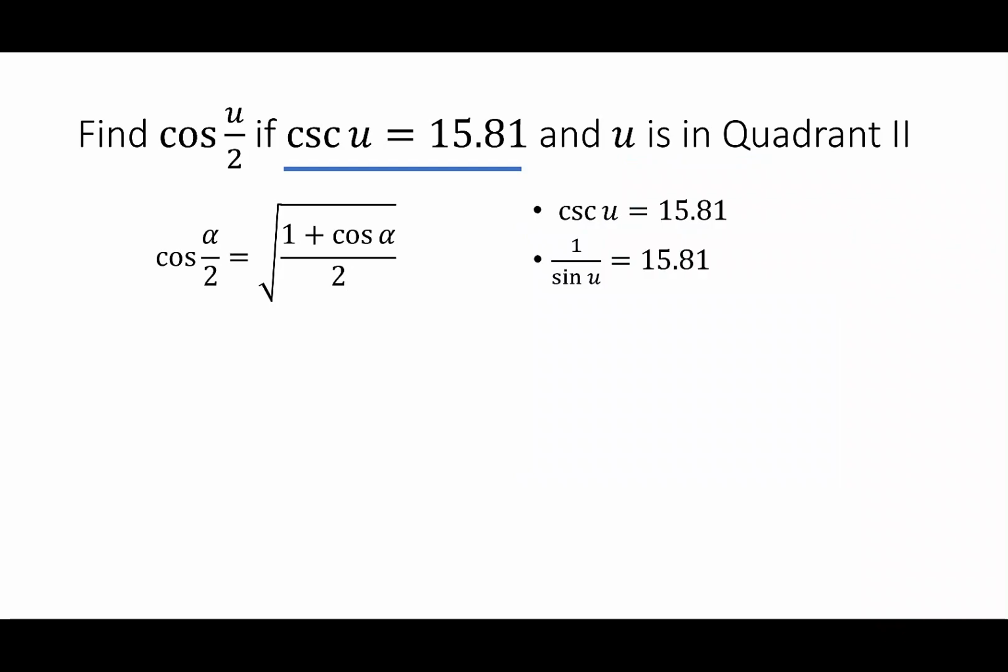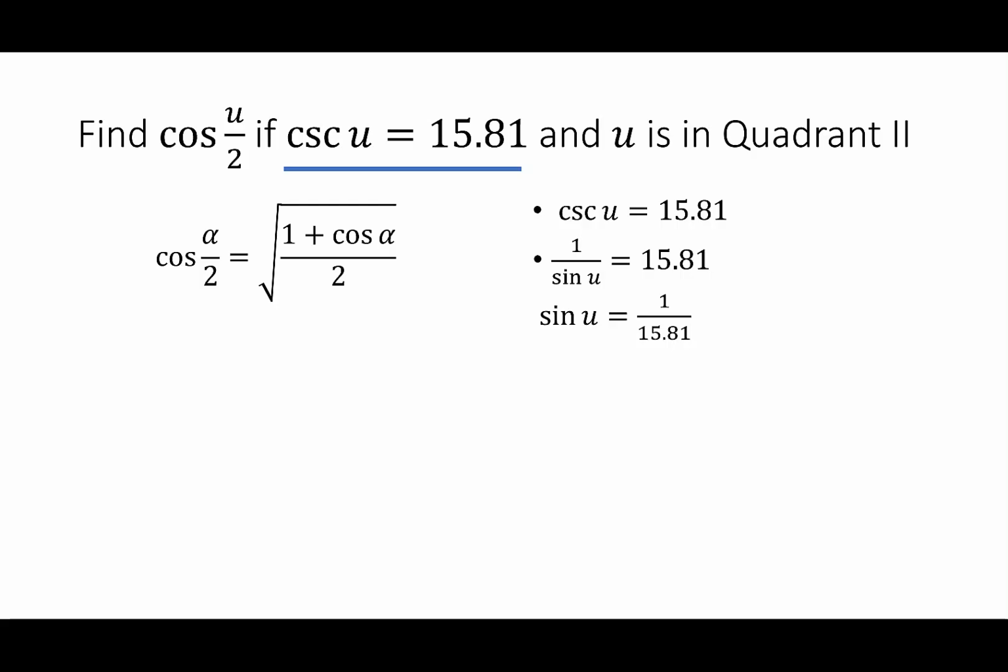That makes me think that 1 over sine of u is equal to 15.81. I can do a quick flip of the fractions to get that the sine of u is 1 over 15.81. I'm not going to put that in my calculator because it would give me a long decimal that I would have to round. I don't want to round until the last step of the problem.